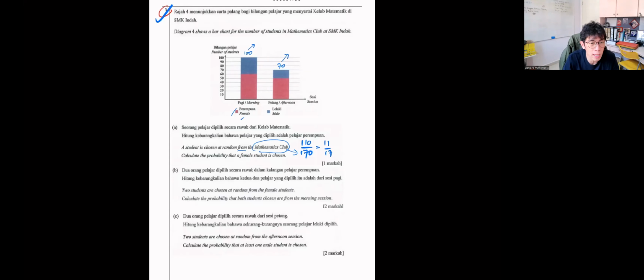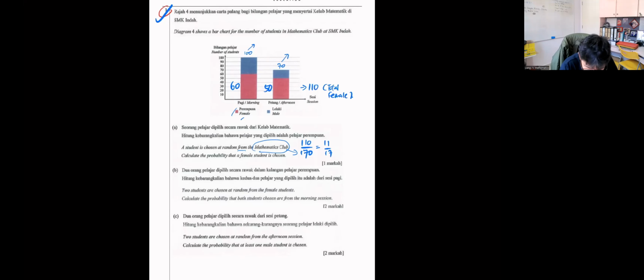So now we're going to look at the female morning session. Female morning session 60. Can you see that? Maybe I put it by the side. This one is 60, and then this will be 50. So total female is 110. This is the total female. I put it over there because I need it. So total female will definitely be over 110.